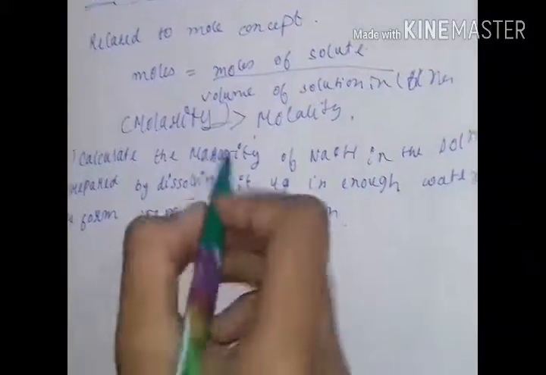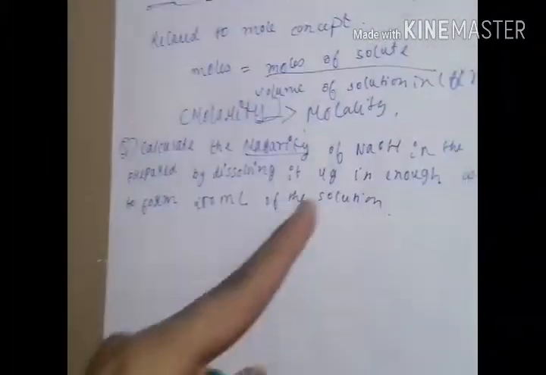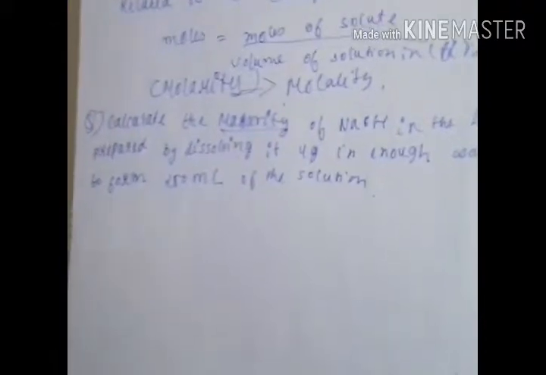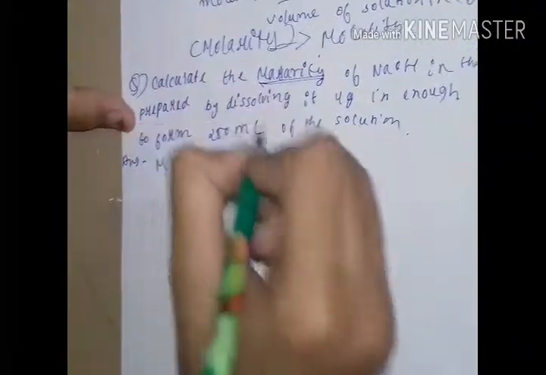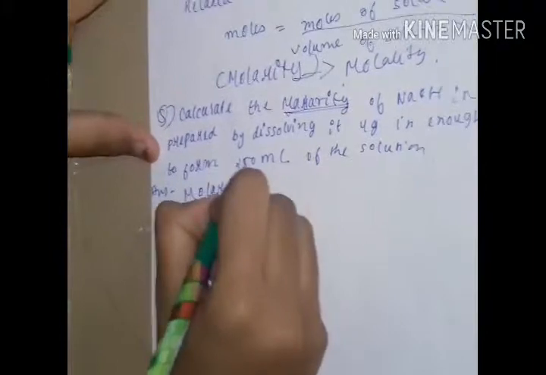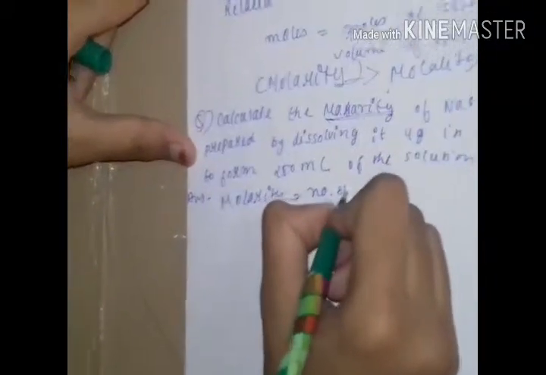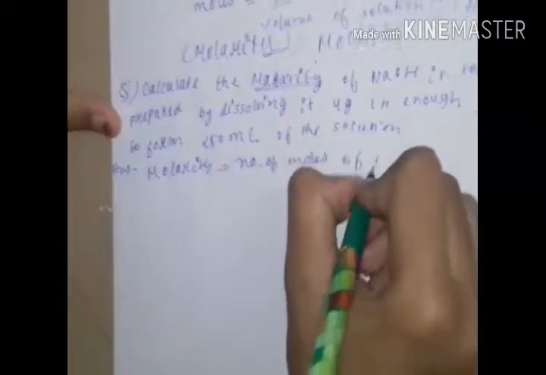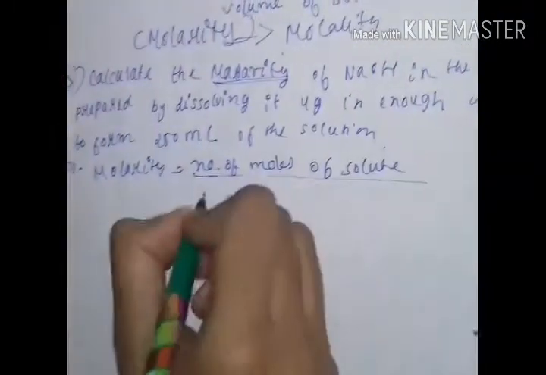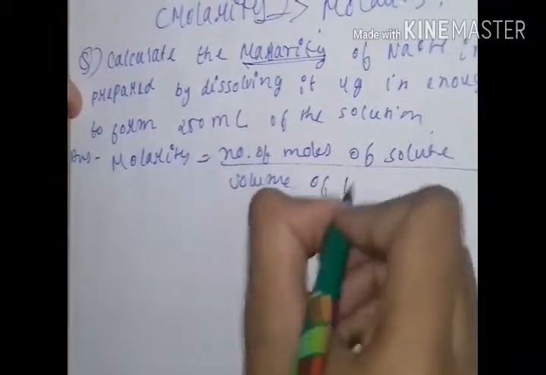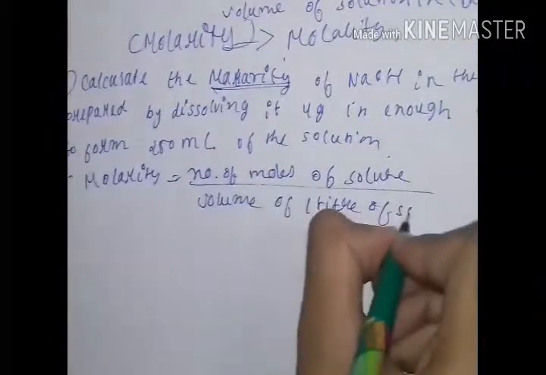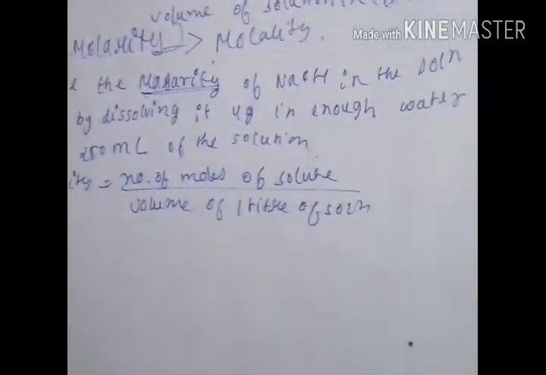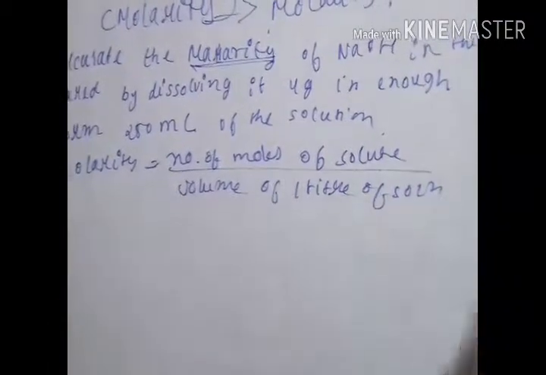So let us solve one question related to molarity. When the term molarity comes, then we have to use this formula. So the first thing you have to write, if it is mentioned to calculate the molarity, is the formula of molarity: number of moles of solute by volume of 1 liter of solution. Keep it in your mind, what is the formula of molarity.